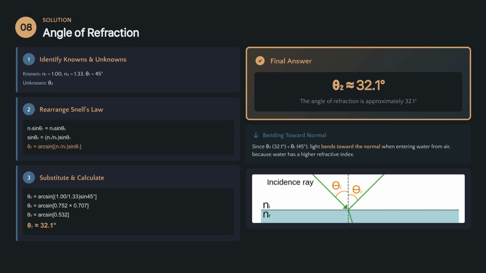We use Snell's law, n1 sine theta 1 equals n2 sine theta 2, rearranging it to solve for theta 2. Substituting the known values and calculating the result, we find that the angle of refraction is approximately 32.1 degrees. This means the light bends toward the normal.